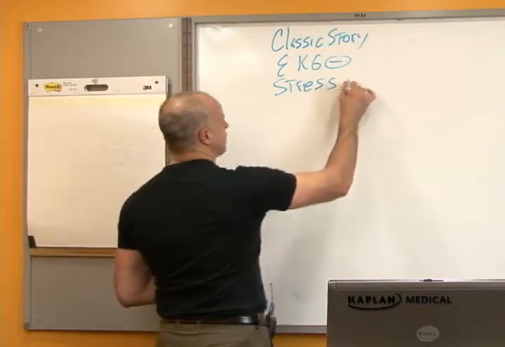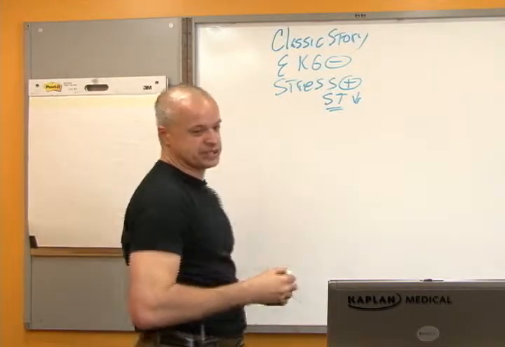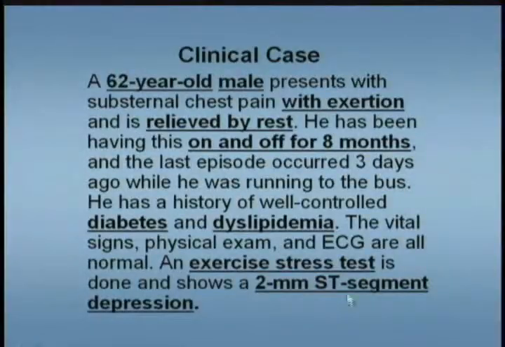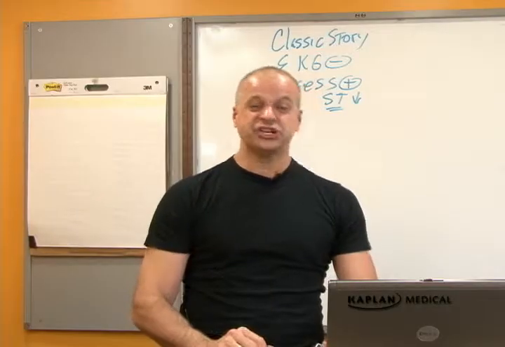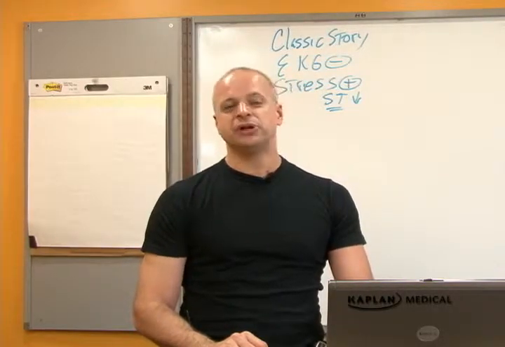Now, the stress test is positive. Remember, the target of a stress test is ST segment depression. That's what he's got, ST segment depression. You're not trying to exercise people into ST elevation. That would be like exercising them into an infarction. And that's not nice. Nice people don't exercise their patients into death. So, when you have ST segment depression on the stress test, with 8 months of symptoms, the diagnosis is stable angina.